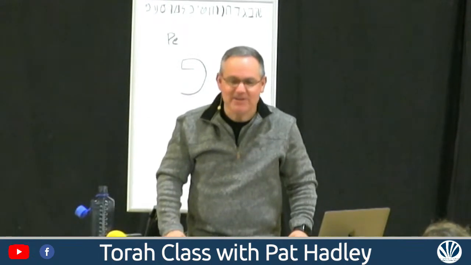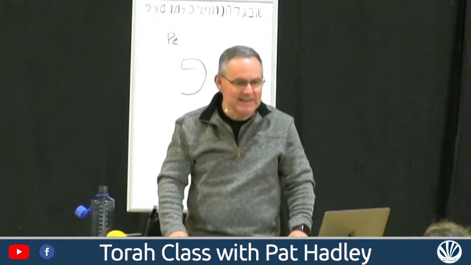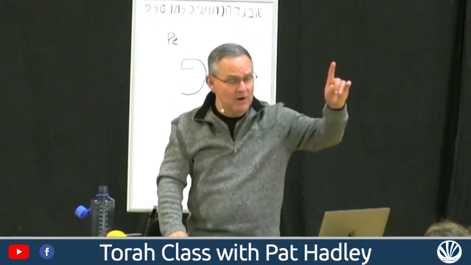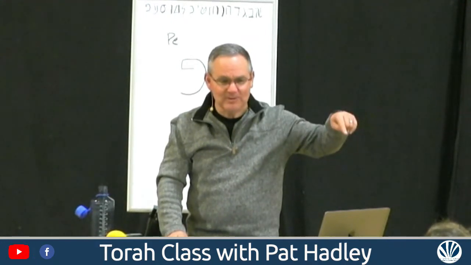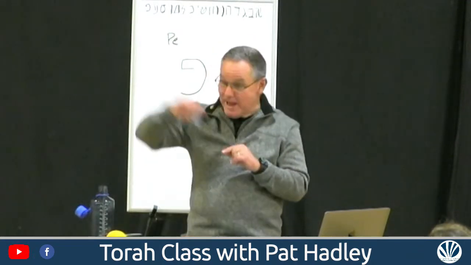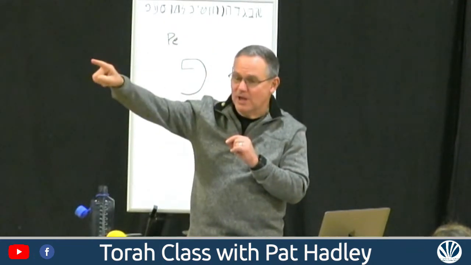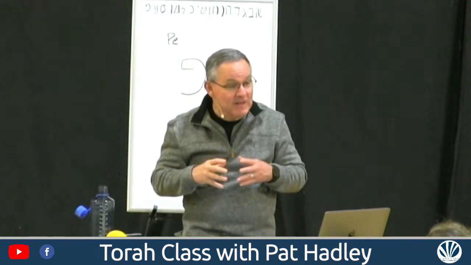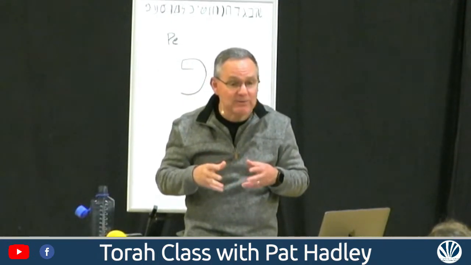Today, either today or yesterday in the reading, we read that David and his wife, who was Saul's daughter, Michal, David was going to run away from Saul. So David's wife, Michal, brought out the household idol.